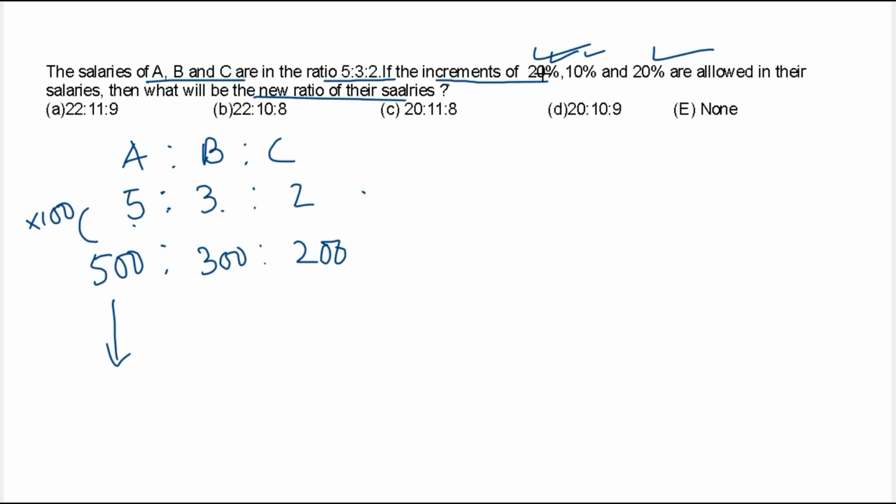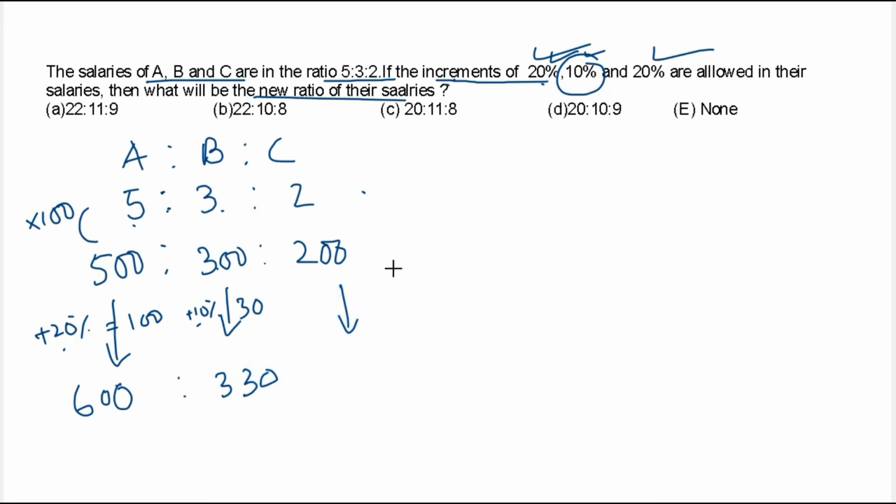Okay, now let's proceed further. It says that the increments of how many? 20%. So here we have to add 20%. Now tell me, what is 20% of 500? 20% of 500 is how much? 100. So you add 100 here, so it becomes how much? 600. Here in the second one, how much you increase? 10%, right? Okay, what is 10% of 300? It will be 30. So 300 plus 30 is going to be 330.